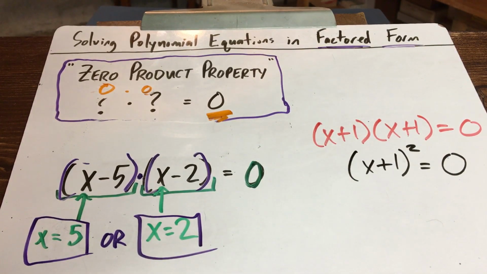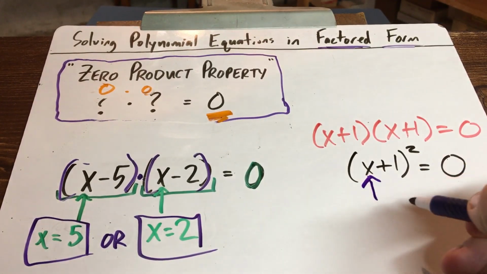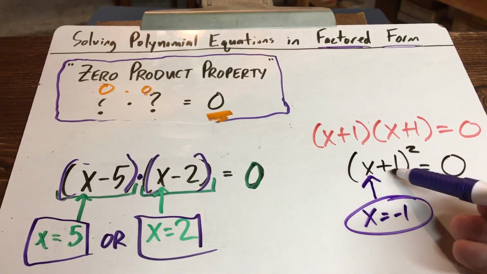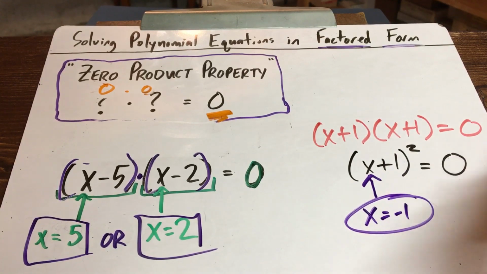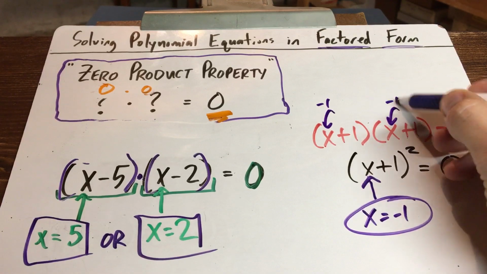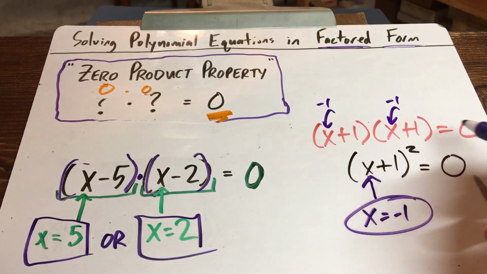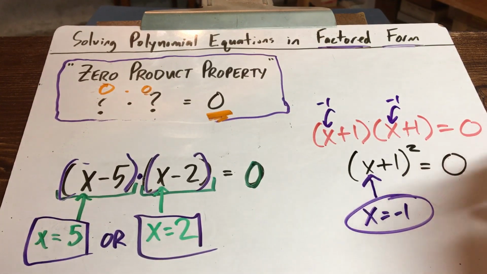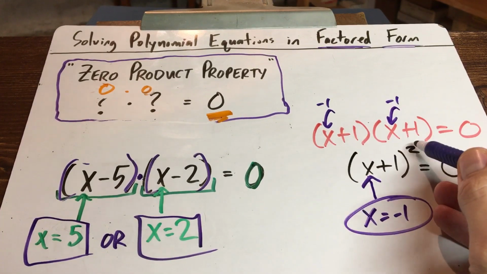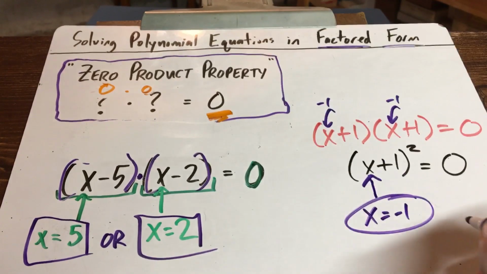So what number would I plug in right here to make the parentheses equal 0? That has to be negative 1. If x equaled negative 1, we would have negative 1 plus 1, which would equal 0, and 0 squared equals 0. Or right here, if you put negative 1 in this parentheses and in this parentheses, both of them are going to equal 0, and you would have 0 times 0. And so in both cases, your answer is going to be x equals negative 1. Because there were 2 parentheses, or because it was squared, do I have to write negative 1 twice? No, you can just say x equals negative 1.